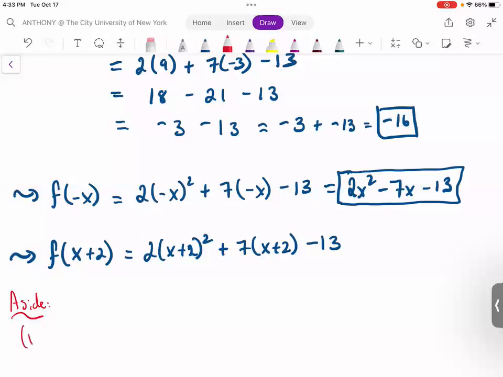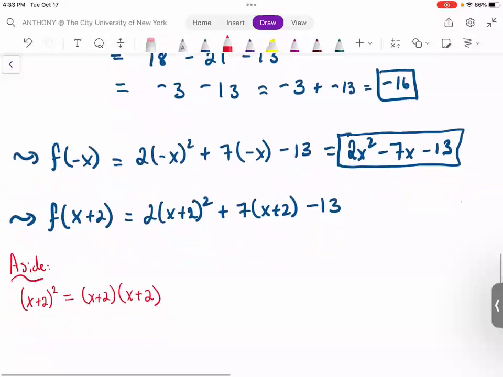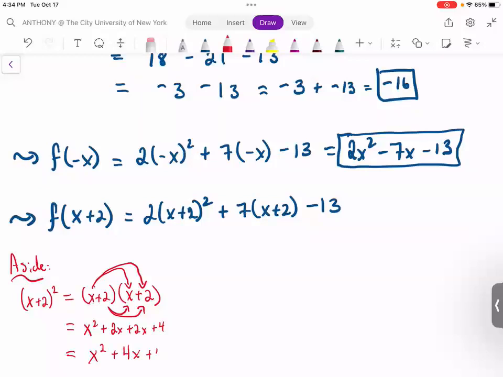But what you guys saw today earlier is that if I want to expand (x plus 2) squared, you write it as a product of itself. So (x plus 2) times (x plus 2). And you FOIL this out. So what's x times x? x squared. What's x times 2? 2x. 2 times x is also 2x. And 2 times 2 is 4. So you get x squared plus 4x plus 4.